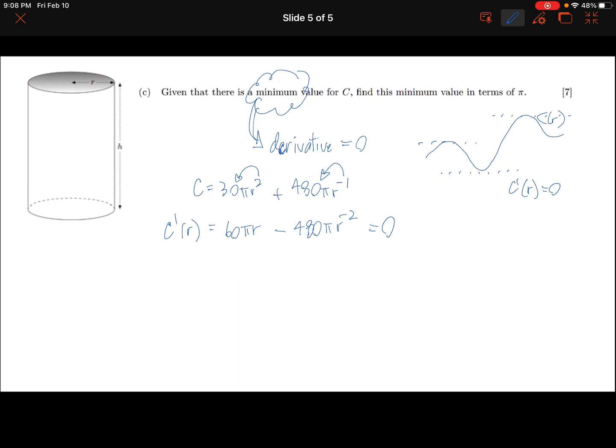I always try to common factor. If there's a possibility of common factor, let's try to do that. It would simplify the expression a little bit. We have a 60 and a 480 coefficient. I know that 6 goes into 48 8 times, so that means 60 would go into 480 8 times. We have a common pi, so let's do 60 pi. And then r minus 8 times r to the negative 2 equals 0. We're going to divide both sides by 60 pi, and we're going to be left with r minus 8, with the r squared downstairs, equals 0.